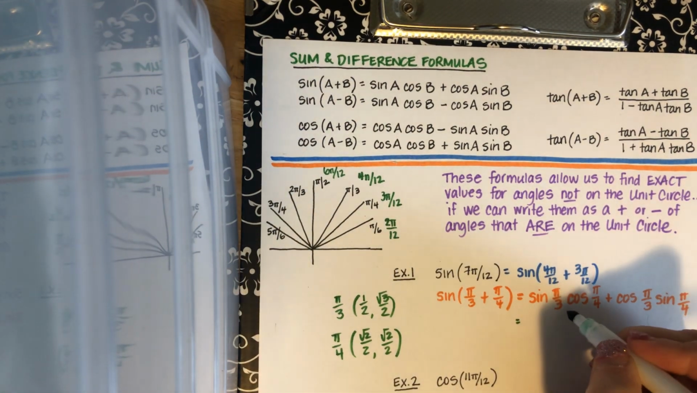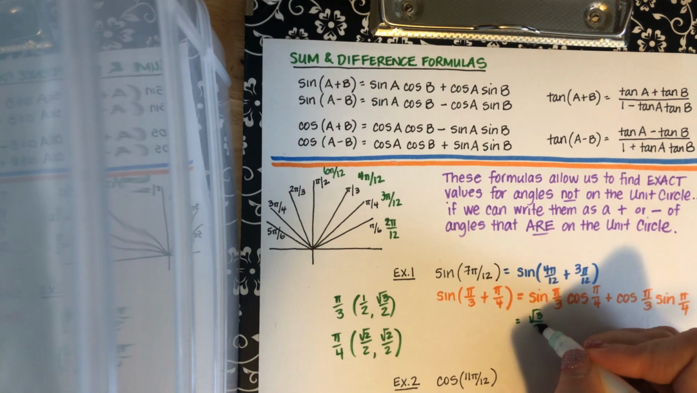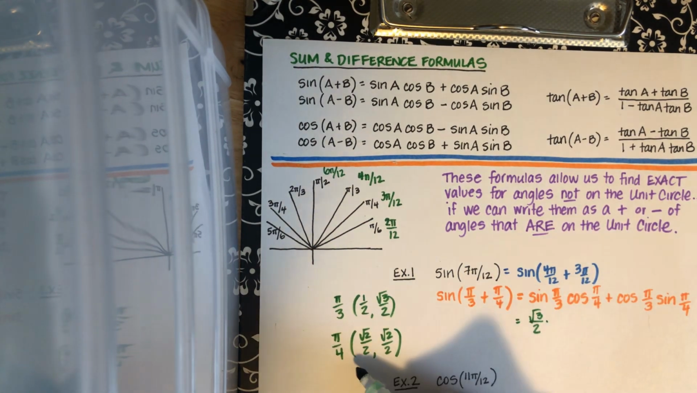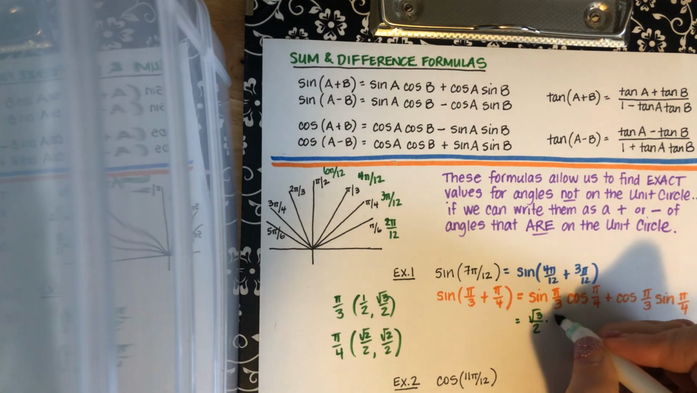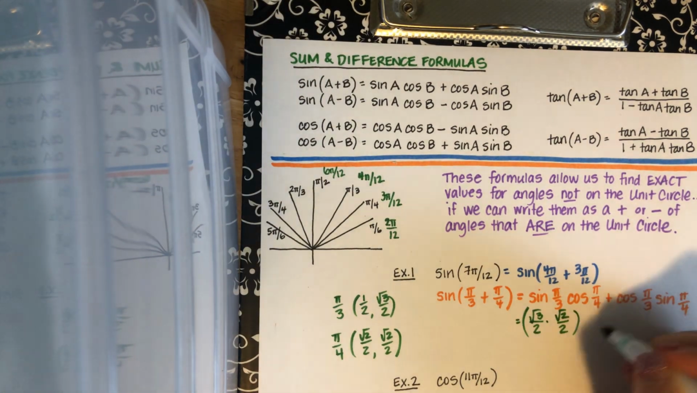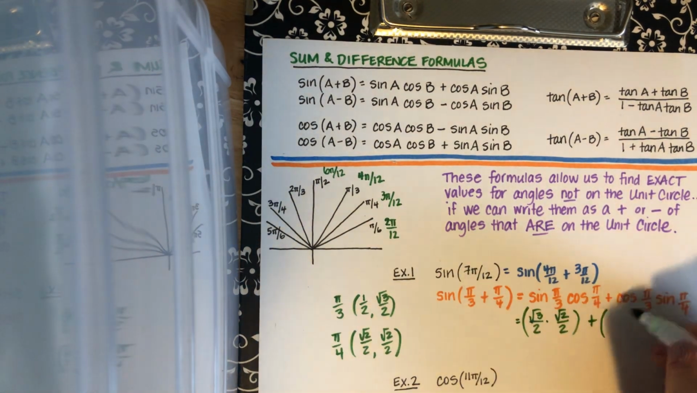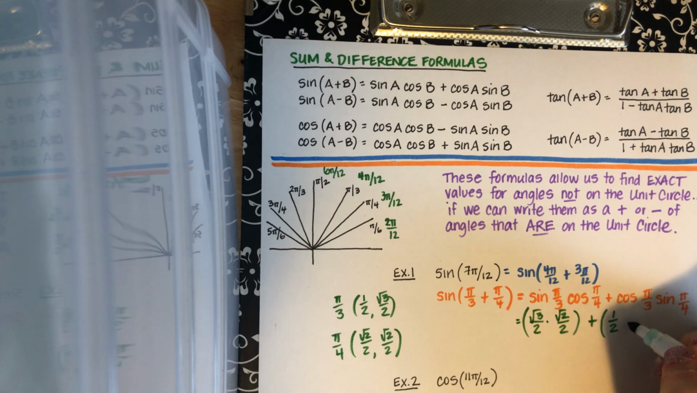Okay, sine of pi over 3, sine is going to be the y coordinate, so that is root 3 over 2, times cosine of pi over 4, that's the x, and that's root 2 over 2. That's multiplied together, and then I'm going to add the cosine of pi over 3, that's going to be the first coordinate, so that's 1/2, times, and then sine is again root 2 over 2. The sine and the cosine for pi over 4 are the same.